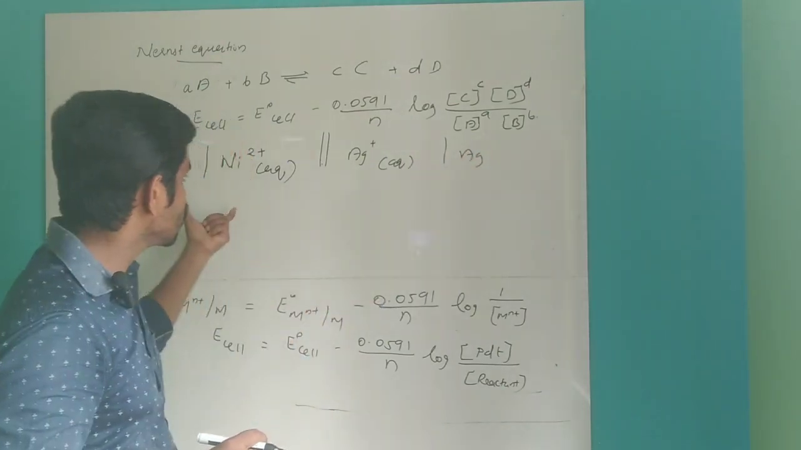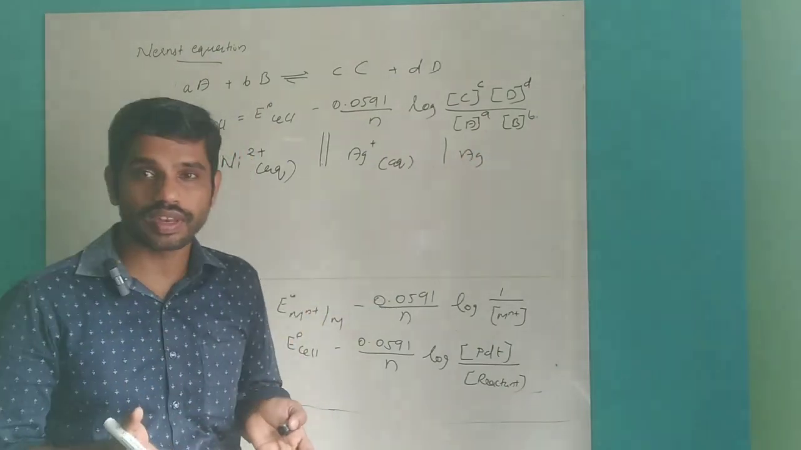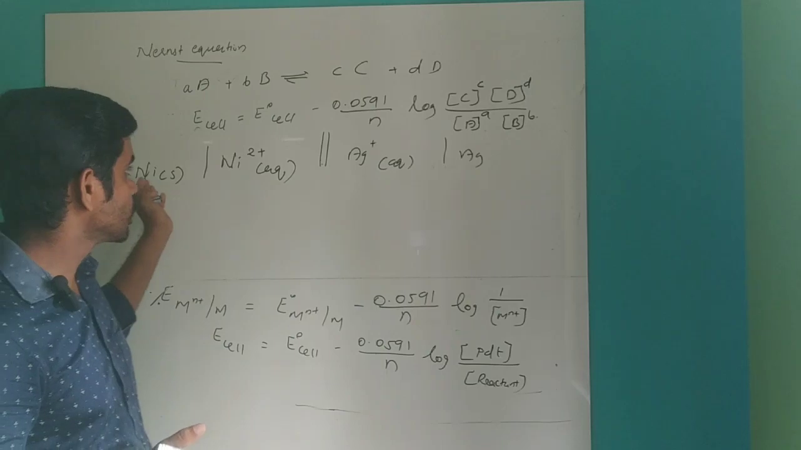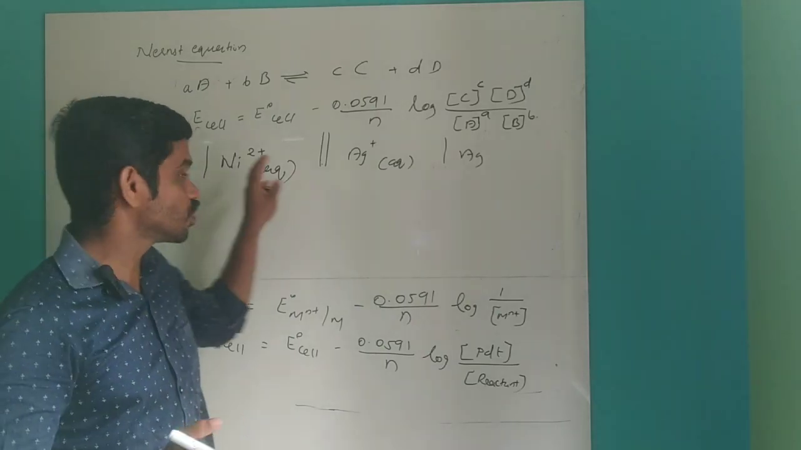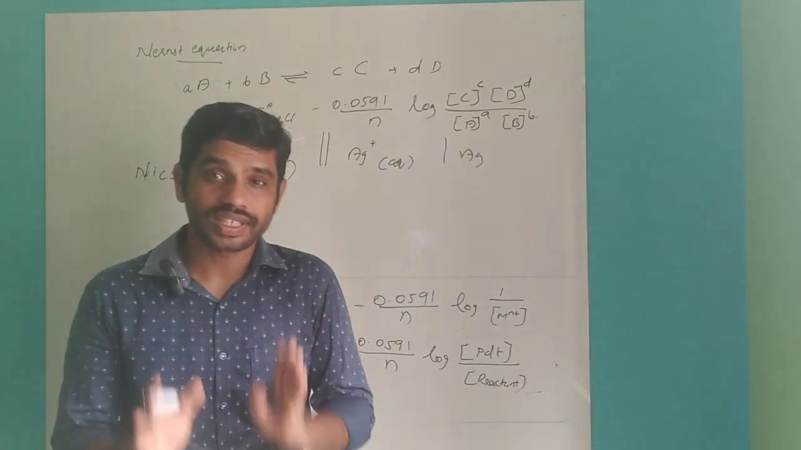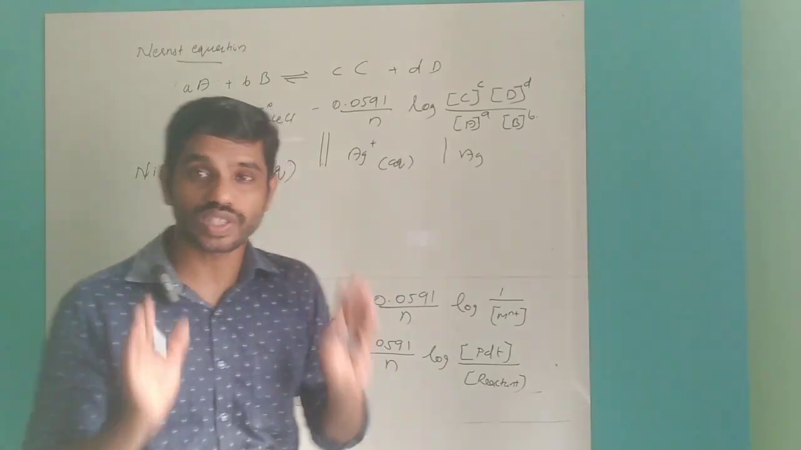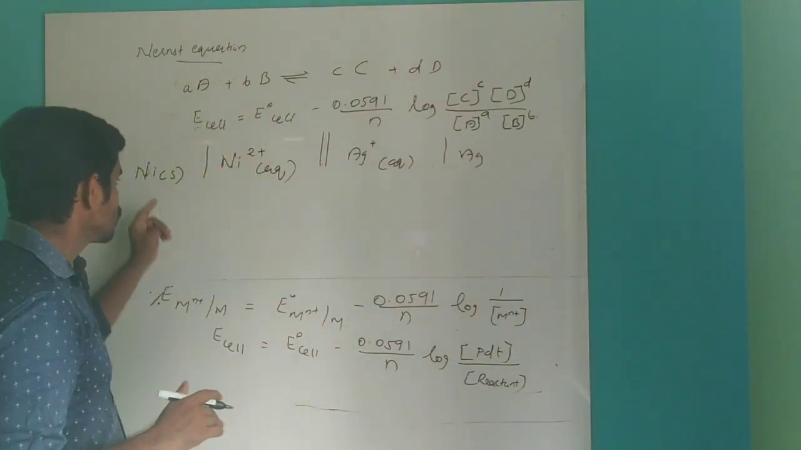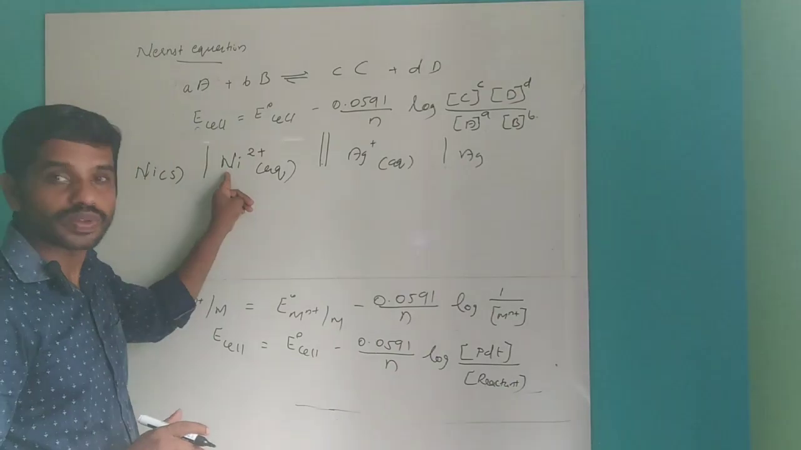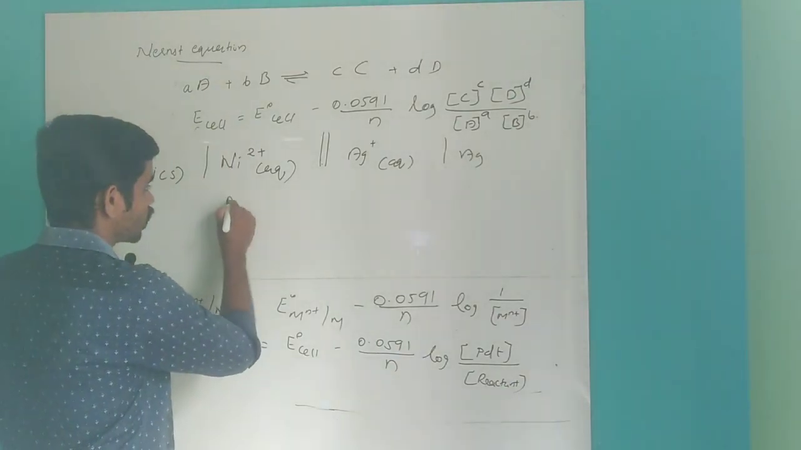So here only the cell is given. What's the value of n? Can you tell the value of n? For that we need the cell reaction, then only we can write the Nernst equation. That is important. Okay, so in the anode, what happened? What is happening at the anode?